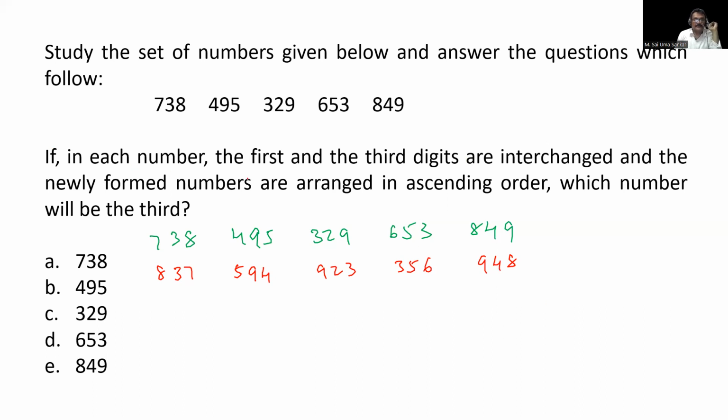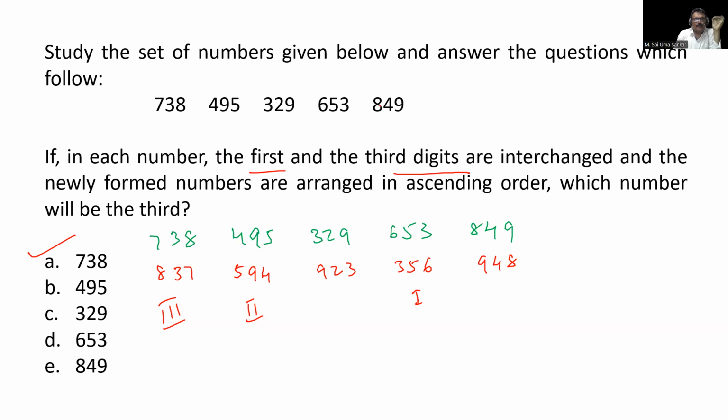Now, in each number, the first and third digits are interchanged and the newly formed numbers are in ascending order. Which number will be the third? Ascending order, so the lowest number is this one, next the second number, and this one is the third number. What we required is the third number only. So that is equal to 738. Now, without writing down all these things, how to solve this question? That is important. The first and third digits are interchanged, so focus on the third digit only.